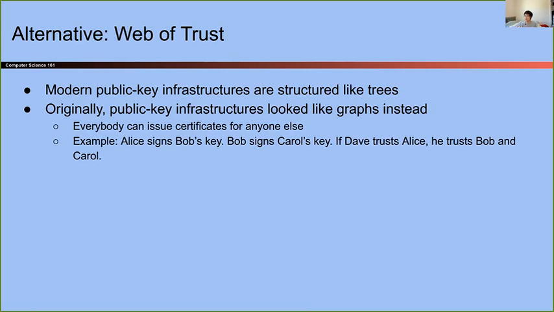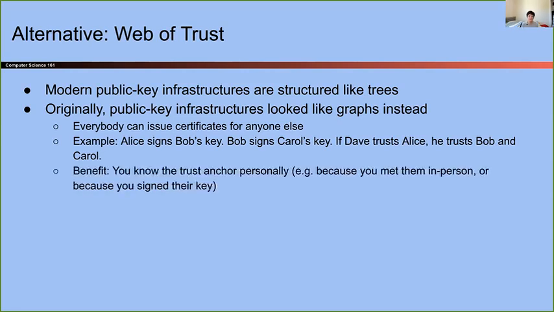It will look complicated. I believe people have actually tried to draw it out before, but basically there is no central root of trust. The benefit is that you know the trust anchor personally, so you can choose who you trust, rather than having this baked-in list in your phone that contains certificate authorities you've probably never heard of. But graphs are really complicated, and this just doesn't work very well in the real world, because if I want to verify some random person on the internet, I probably don't have a chain of trust to them.